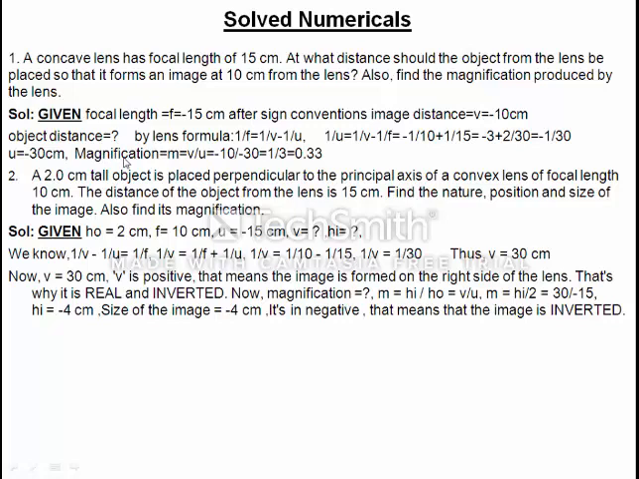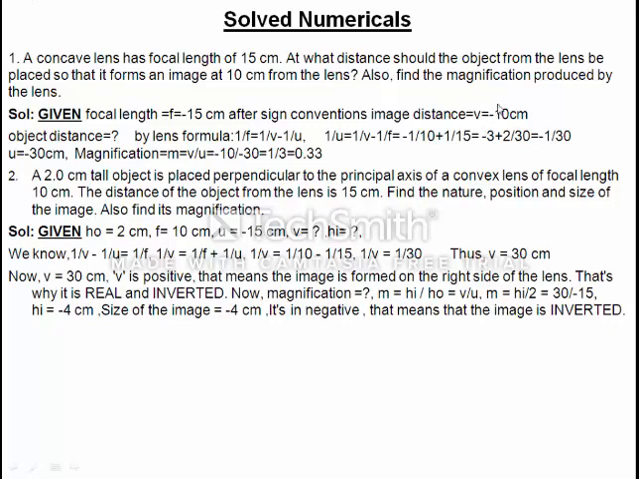The object is placed at minus 30 centimeter. If the object is placed at minus 30 centimeter and the focal length of our concave lens is 15 centimeter, you all know that a concave lens always gives a virtual and erect image, because it is a diverging lens.